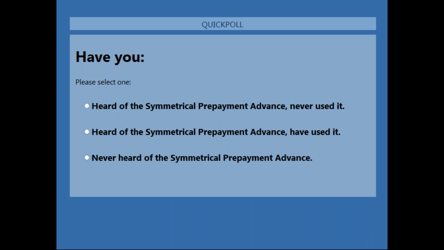Have you heard of the Symmetrical Prepayment Advance, but I have never used it? That's your first choice. Your second choice is, well, I've heard of the Symmetrical Prepayment Advance and have used it. Or third choice, have never heard of the Symmetrical Advance.